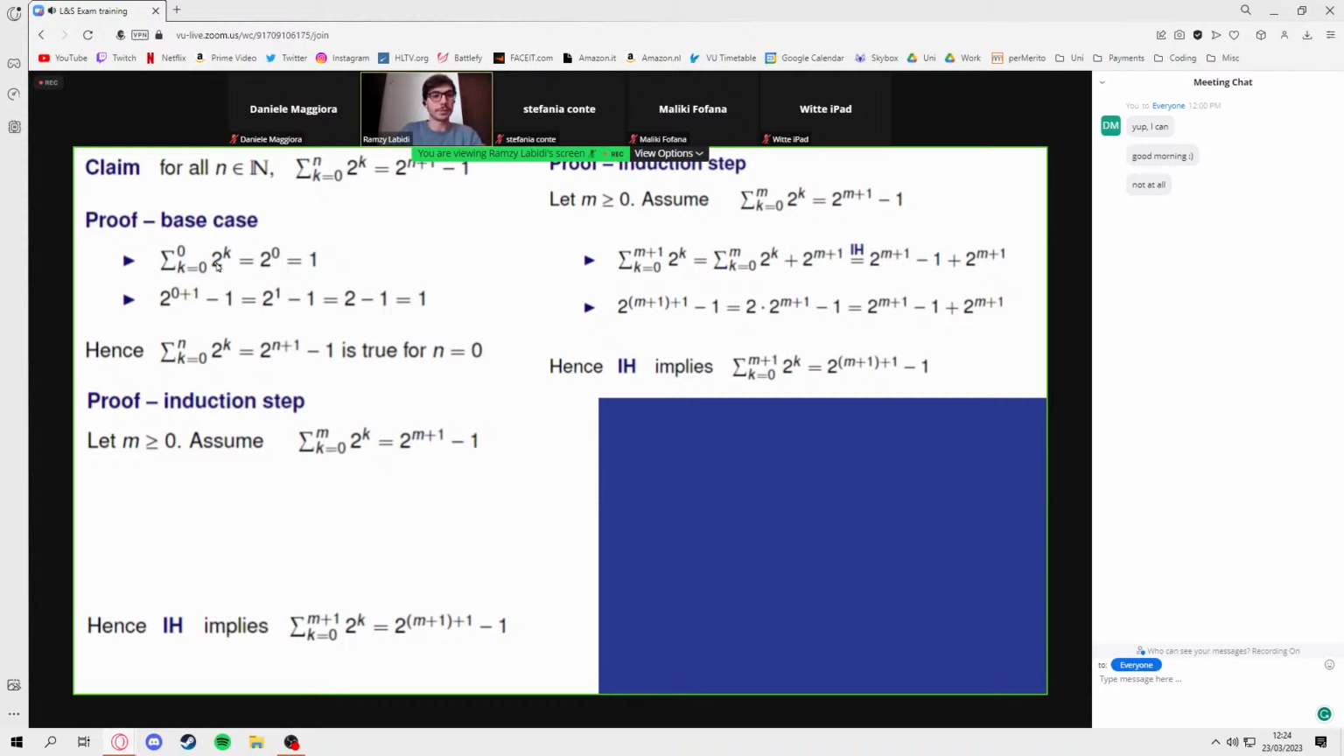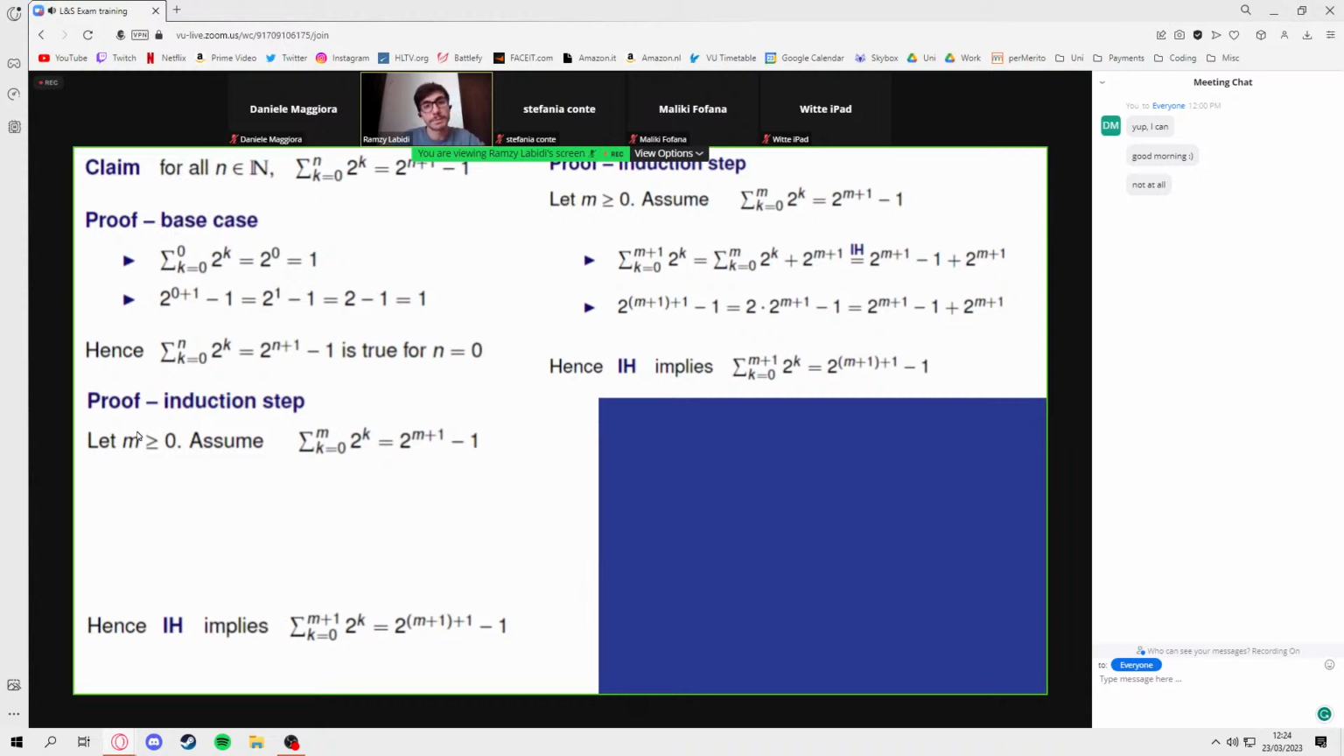So we take 2^k, which is 2 to the power of 0, which is equal to 1, as you know. And then we take the other side and calculate it: 2 to the power of 0 plus 1, which is 2 to the power of 1, minus 1, is equal to 1, so they are equivalent. So we have proven that this stands for the base case.